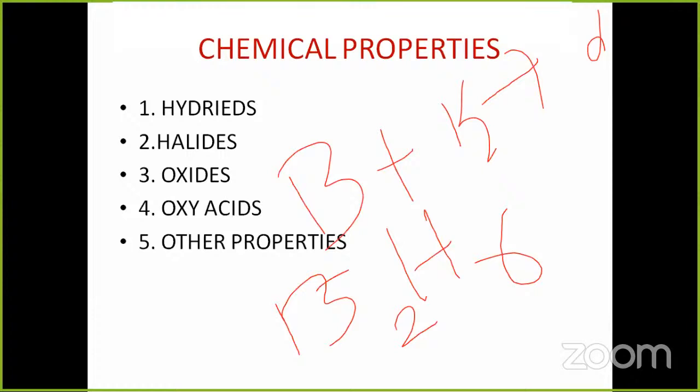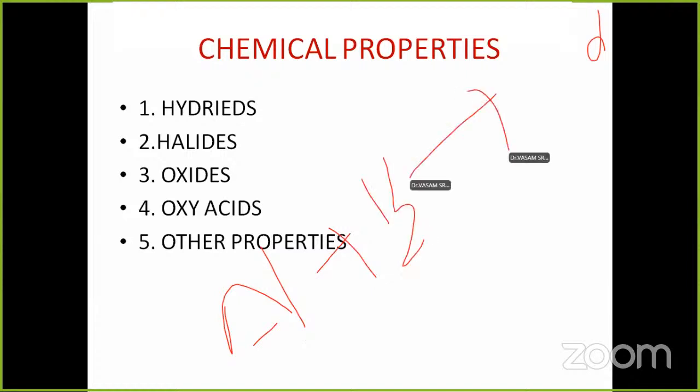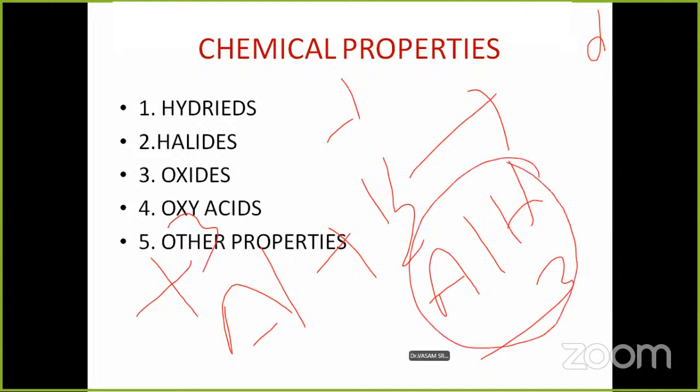Take another element, for example aluminum: Al plus H2 gives AlH3. It is a hydride of aluminum. According to the crisscross principle, the aluminum valency is plus 3 and the hydrogen valency is minus 1, so that's why you get the AlH3 compound.